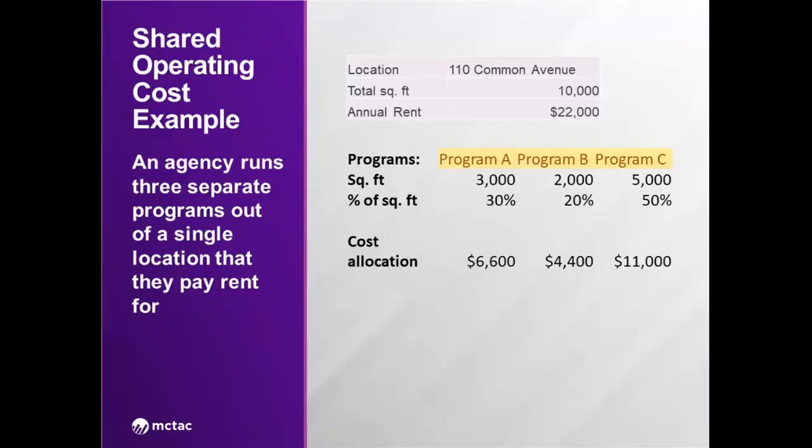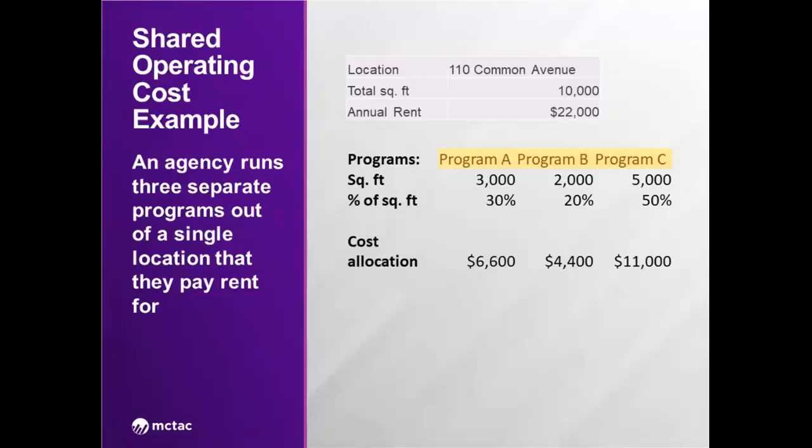So in this example, I have 10,000 square feet. Program A uses 3,000. Program B uses 2,000. Program C uses 5,000. You simply calculate the percentage of the total space, and you multiply that by the rent, and that's your cost allocation that you assign to these three programs. It's a simple allocation methodology. It's an accurate methodology.